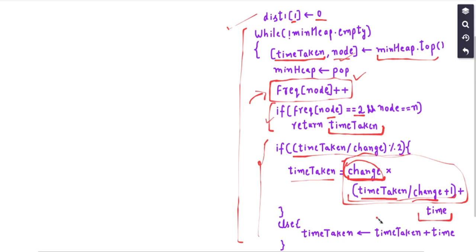Otherwise, if the flips are even, I don't have to wait on the vertex, I just move out of the vertex and add the time to move to the adjacent node. So in this fashion I'm handling this condition of signal flips.